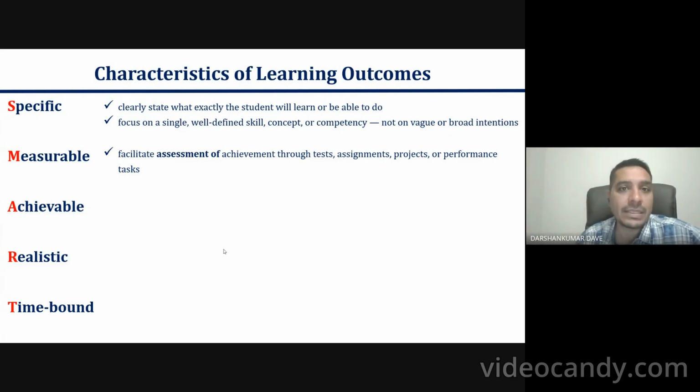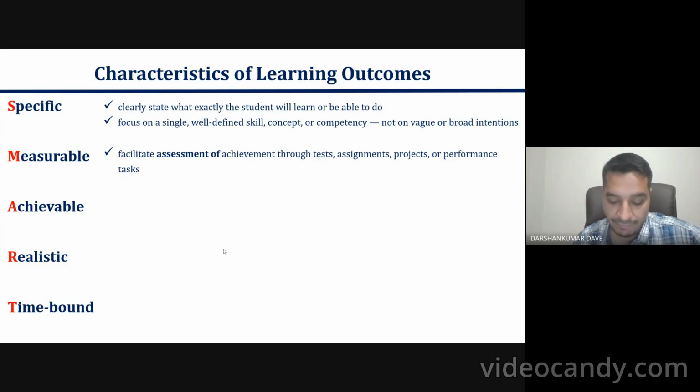How can we do this? When you wish to make your outcome measurable, you can choose verbs and criteria that can be quantified or demonstrated. You can define clear performance indicators. Performance indicators should be clearly mentioned. And you should ensure that your assessment tools are aligned directly with your outcomes, right?